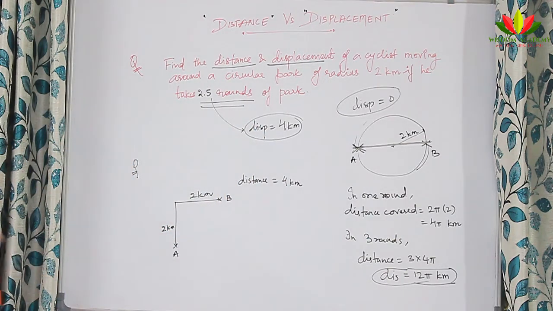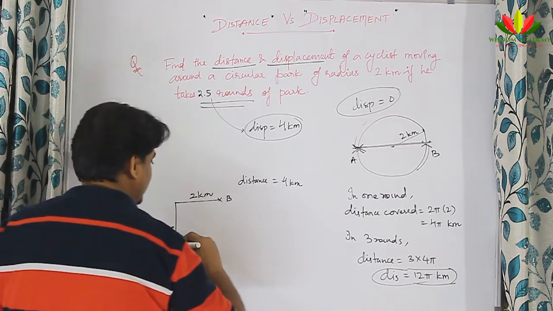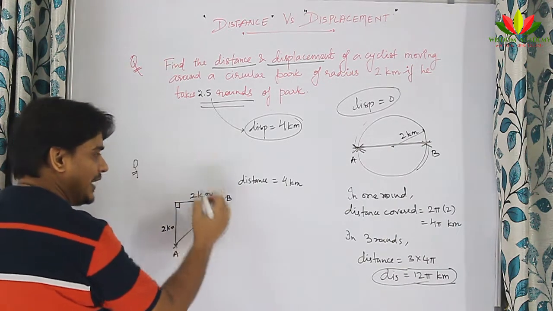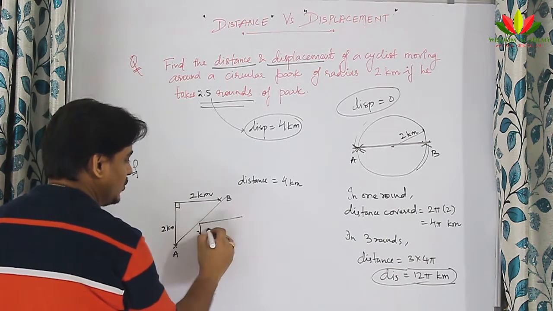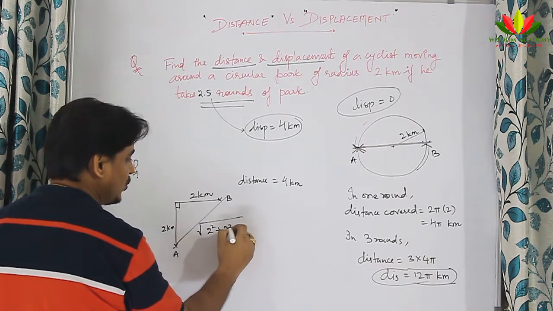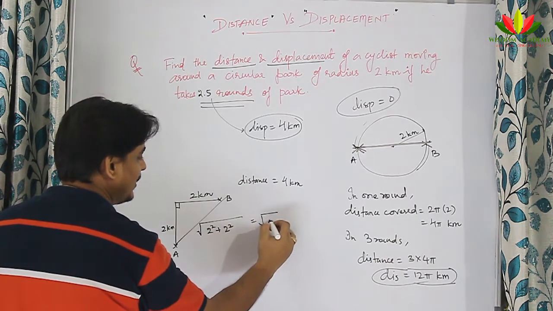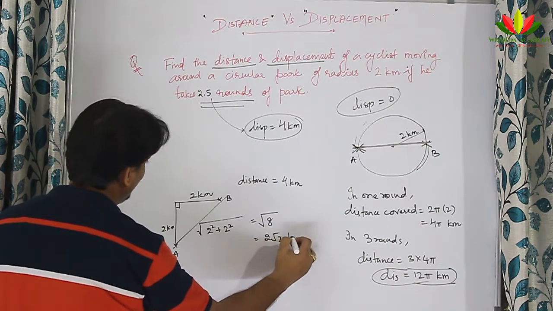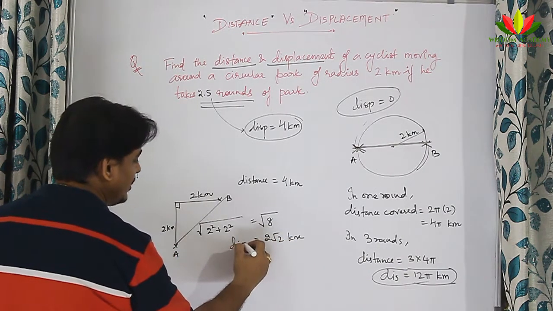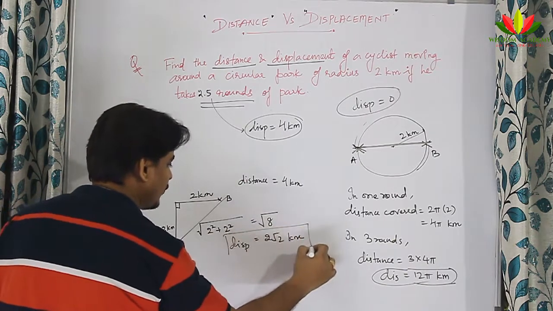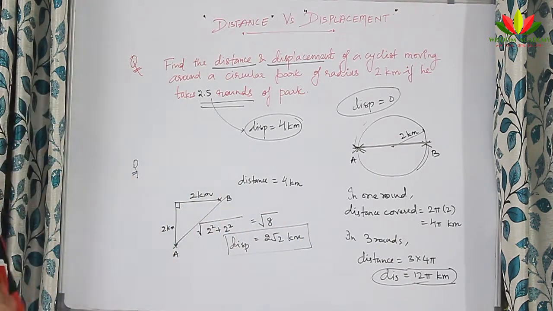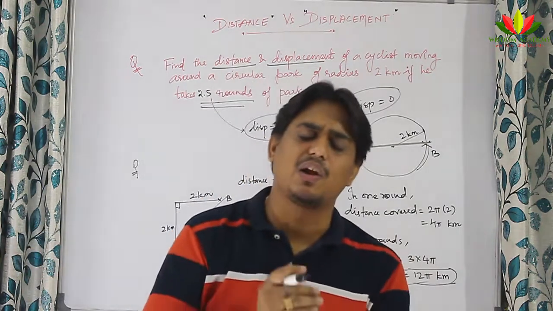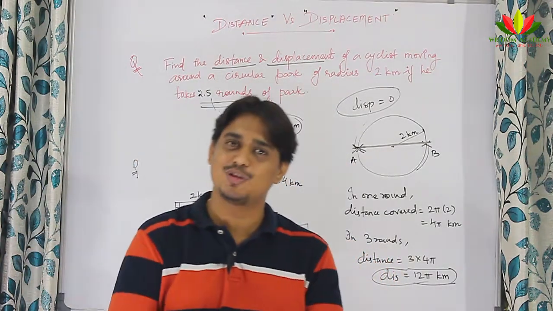And displacement is the shortest distance. So, it will be a straight line here. And isn't it a right angle triangle? So, by using Pythagoras theorem, this will be equal to root over 2 square plus 2 square, that is root over 8, 2 root 2 kilometer. So, displacement will be 2 root 2 kilometer. Even this kind of questions are frequently asked, where you have to use your knowledge about Pythagoras theorem and find the answer. So, like this, there are lots and lots of questions given in the textbook itself.